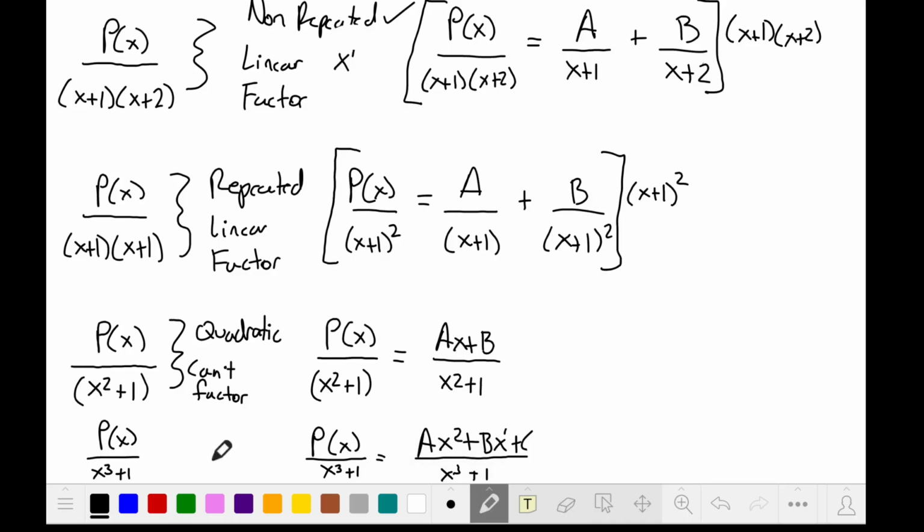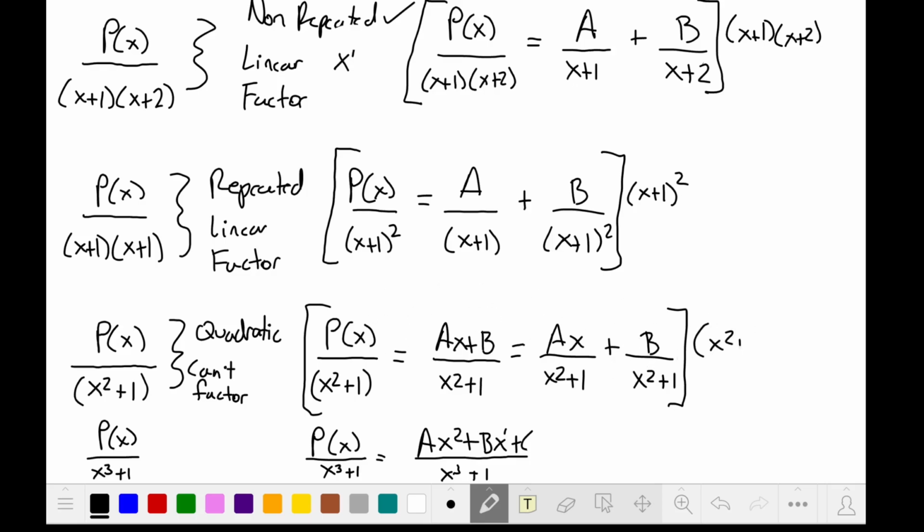Right, so whatever the power is at the bottom that you can't factor anymore, you have to include the whole thing. So in this case, it's usually easier to break it into ax over x squared plus 1 plus b over x squared plus 1. Literally all I did in this middle case was I just took the fraction, split it into 2, keeping the denominator the same, and then I multiply both sides of the equation by that factor.